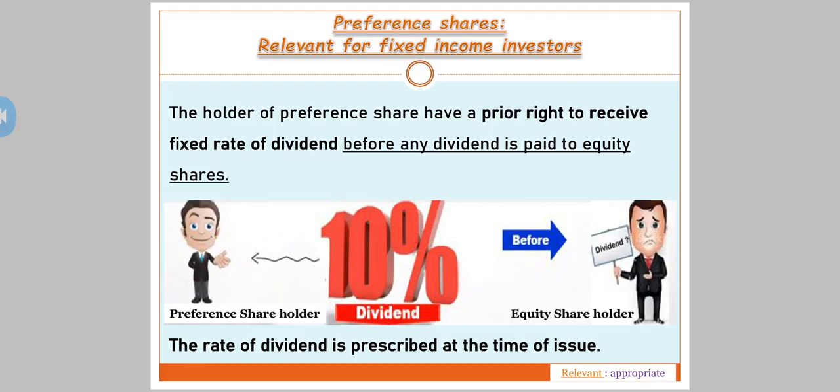Now see here, on the top there is something written: what are preference shares? It's relevant for fixed income investors. Relevant for fixed income investors means appropriate for fixed income investors. The persons who are not ready to take risk, or who are ready to take risk at a lower rate, would be investing in preference shares as the rate of dividend is fixed.